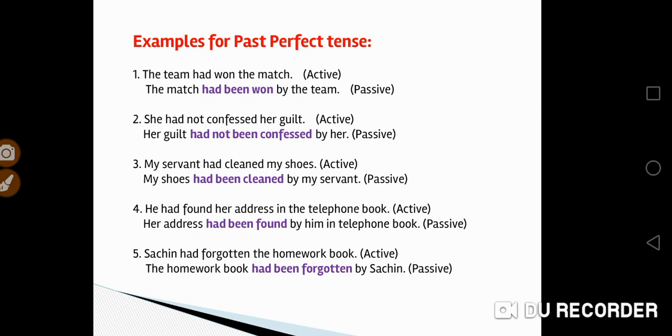He had found her address in the telephone book. Her address had been found by him in the telephone book. Sachin had forgotten the homework book. The homework book had been forgotten by Sachin.